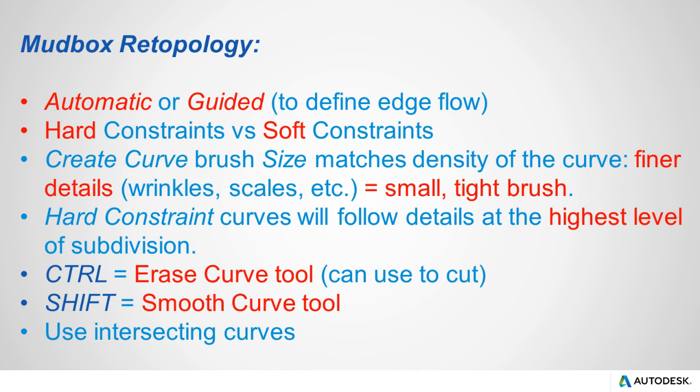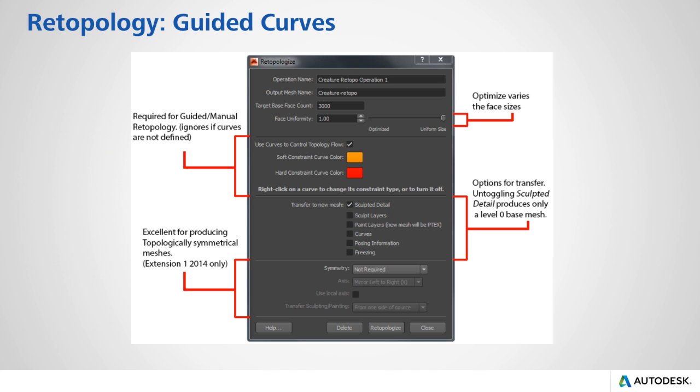And the last tip with using curves in guided retopology: it's good practice to use intersecting curves, or curves that fall over top of each other and go beyond each other. So not just ending on a point, but rather take those curves further along so that you're suggesting or guiding those curves so that the resulting mesh topology will build a nice uniform quad layout for you.